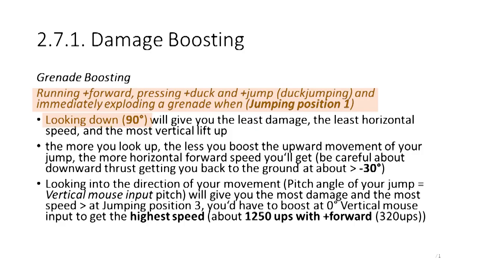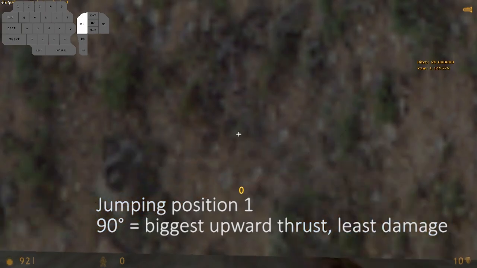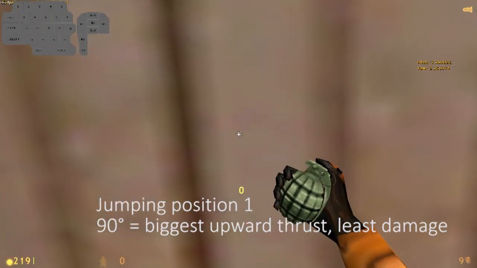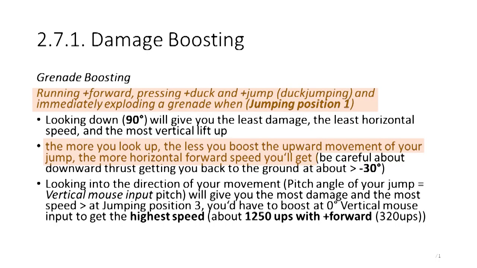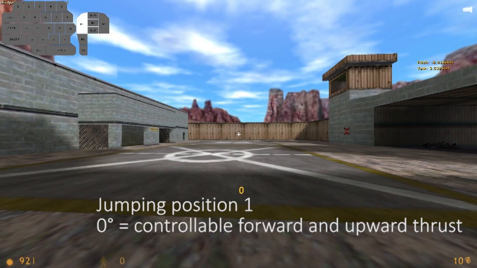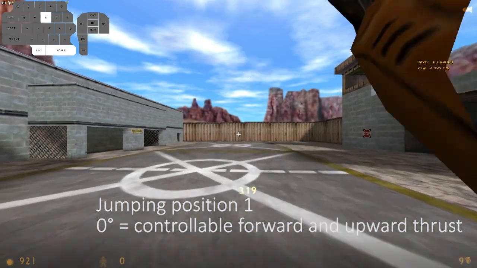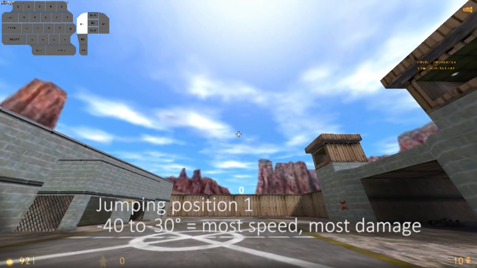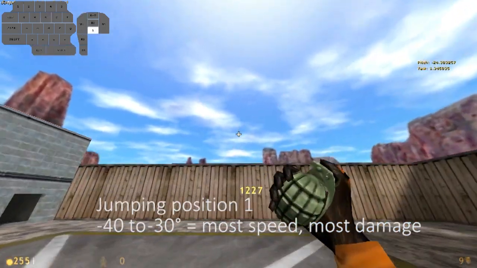When running forward, performing a duck jump and releasing a grenade at the same time, which equals jumping position 1, we again get different results depending on the player's vertical mouse pitch. When looking down, you get the least damage, the most vertical lift up, but the least horizontal speed. The more you look up, the less you boost the upward movement of your jump, the more horizontal forward speed you'll get. There are limits of controllability the higher you look, because of the increasing downward thrust of a grenade exploding above you.